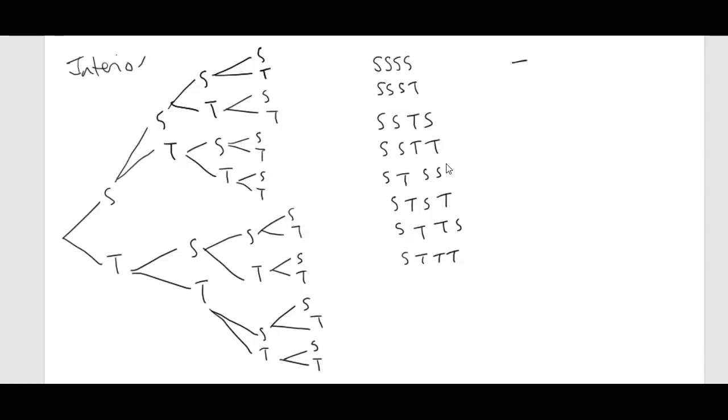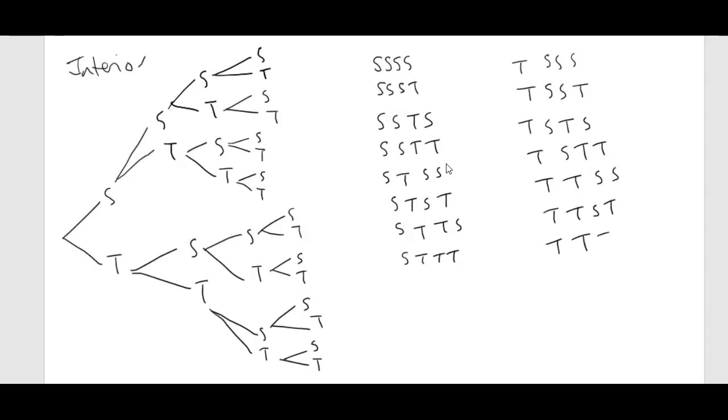So I'm going to write them up here, otherwise we're going to run out of room. T, S, S, T, T, S, T, S, T, S, T, T, T, T, S, S, T, T, S, T, T, T, T, S, and then T, T, T, T. So just count up, make sure we've got 8. 1, 2, 3, 4, 5, 6, 7, 8.